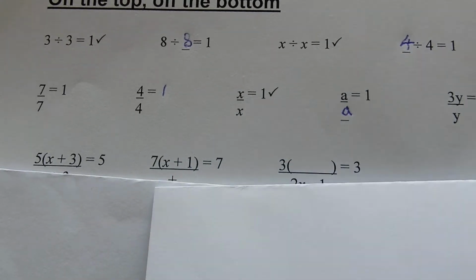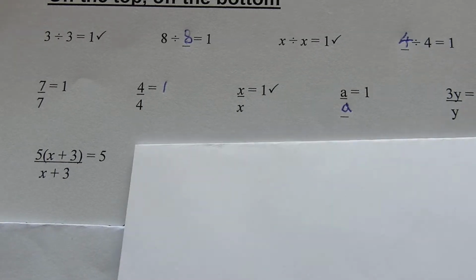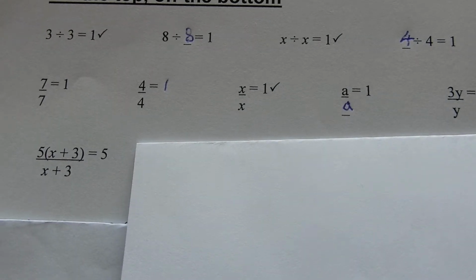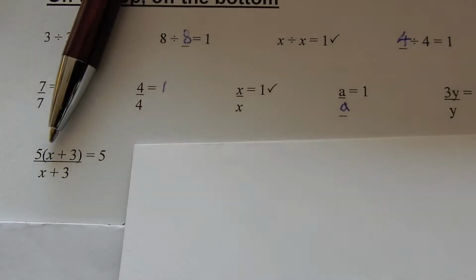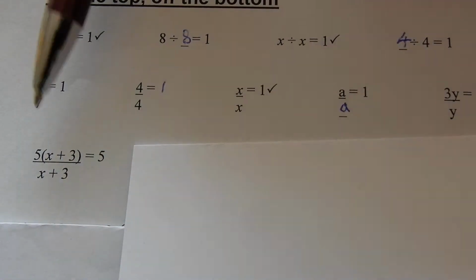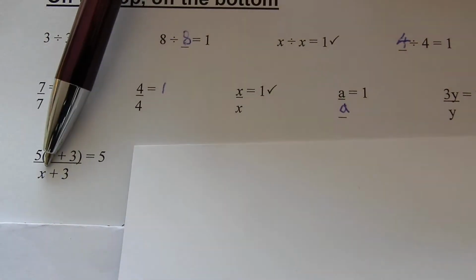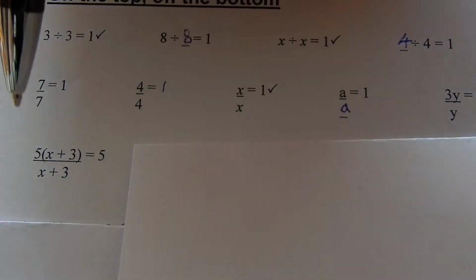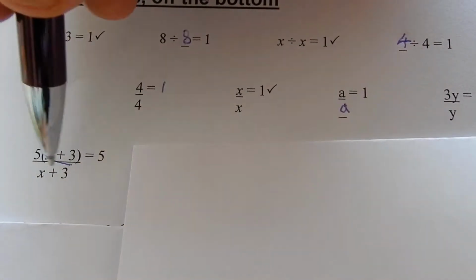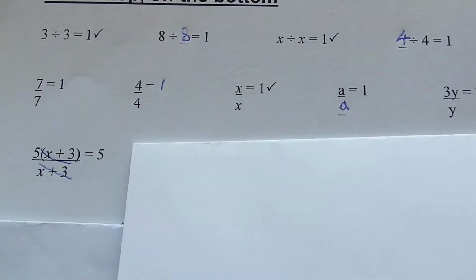Here we go. Oh, much more complicated. Now it looks complicated, but it's the same principle, because here we've got x plus 3 divided by x plus 3. So a mystery number, 3 more than the mystery number, divide by the same thing. So that and that equal 1. 5 times 1 equals 5.